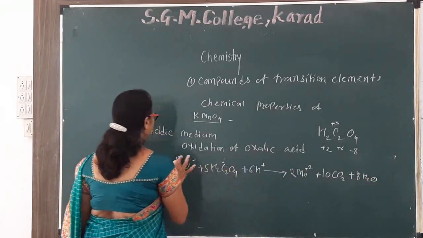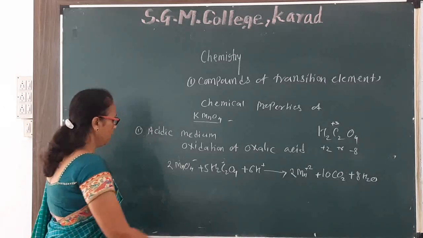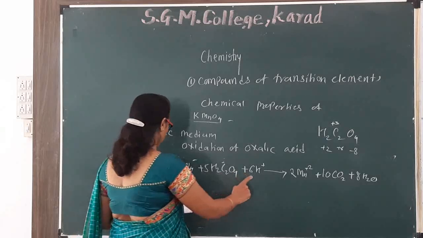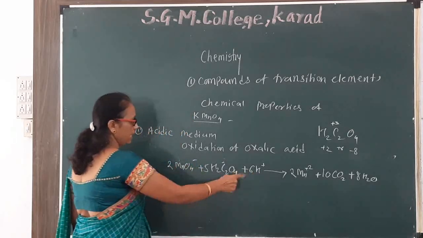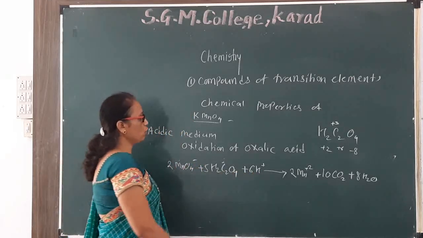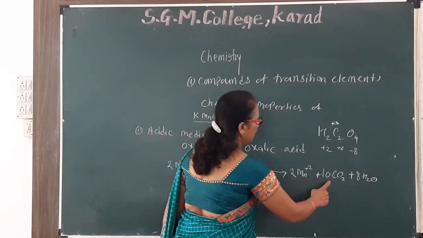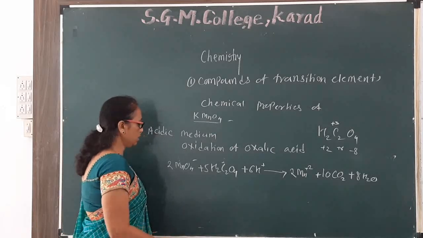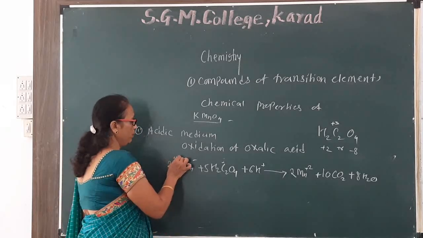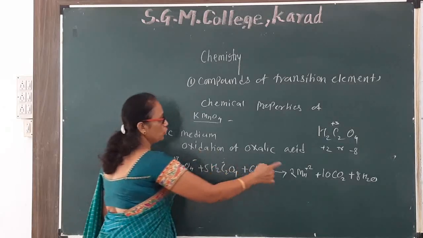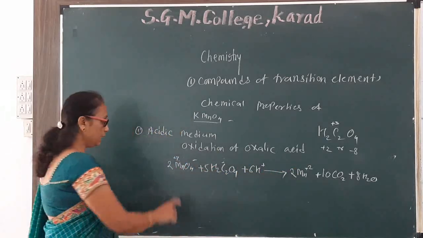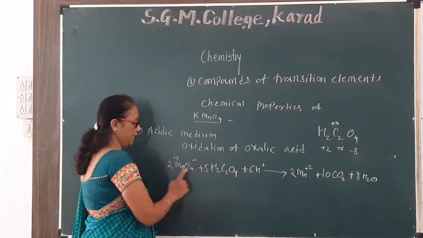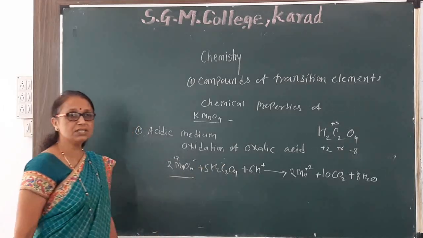First we are going to see only the reaction. Permanganate ions treated with oxalic acid in the presence of acid. In acidic medium there is a formation of Mn +2 ions, 10 CO2 and H2O. Here the oxidation state of Mn +7 is reduced to +2. It itself gets reduced, but it oxidizes the oxalic acid and hence it acts as an oxidizing agent.